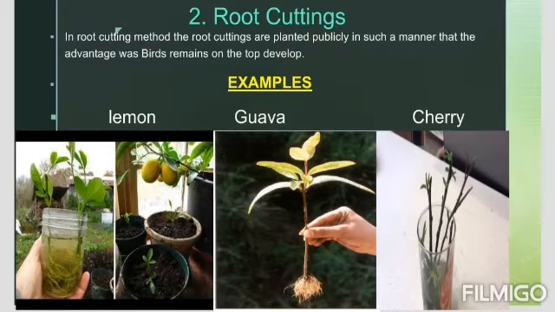Cutting of roots into small cuttings to use them for regenerating new plantlets is mostly done in lemon, guava, and cherry. Once buried deep in the soil, these cuttings show growth and development of the new plant system.